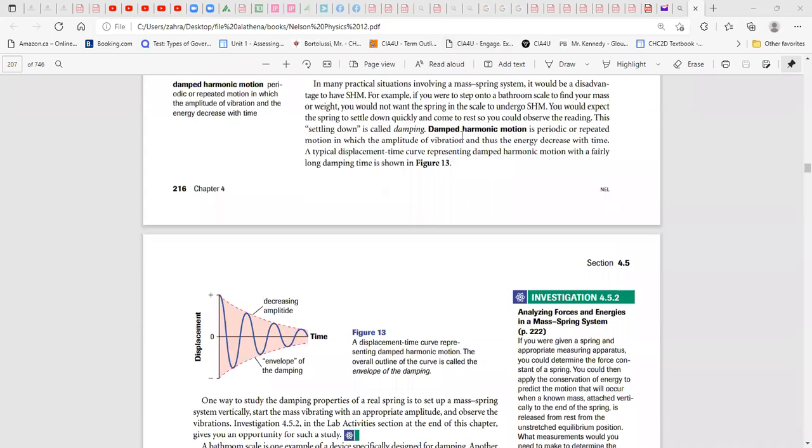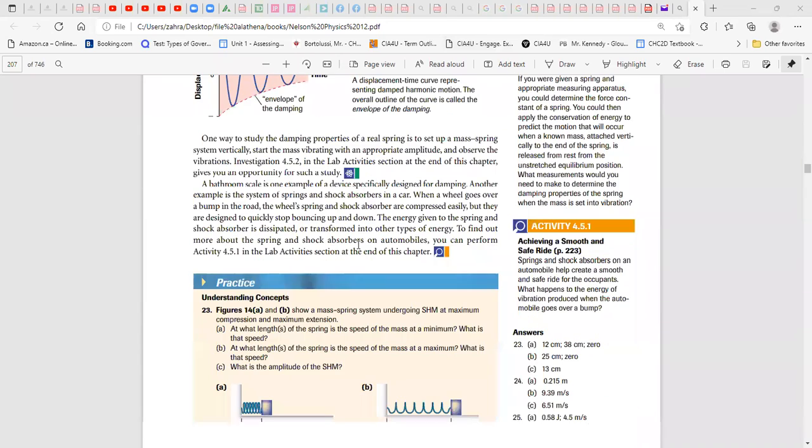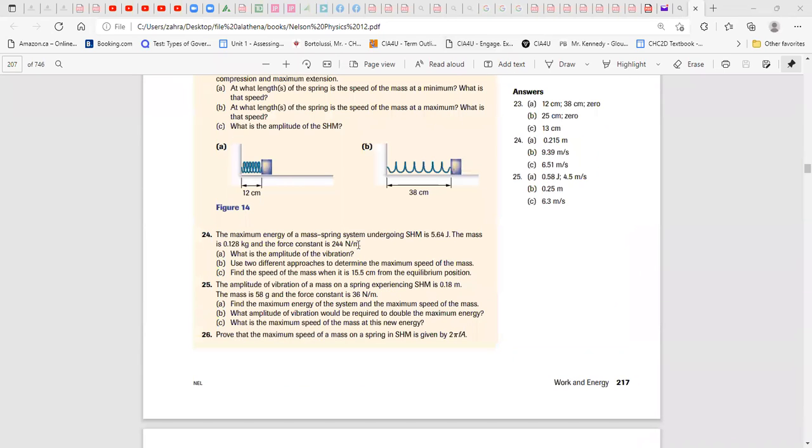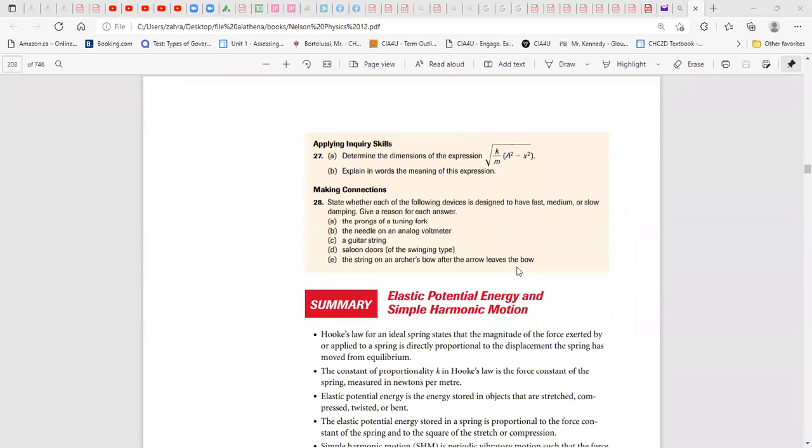Okay, so damped harmonic motion. In damped harmonic motion, if there is friction, of course, the amplitude will not be constant. As you see, it's getting smaller and smaller, and it will disappear. So you can do questions number 23, 24, 25 for practice.